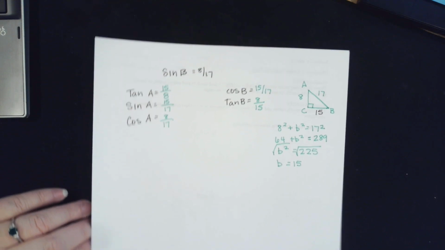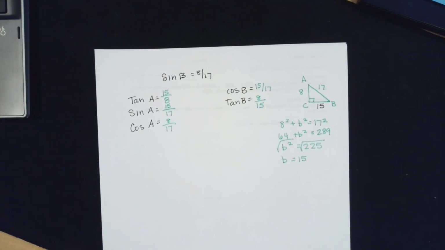So once we find the sides of our triangle, it's actually extremely easy to go ahead and find all of our ratios. That's really all I'm asking you to do in this lesson: find the third side and then identify the ratios. I want you to be extremely comfortable with SOHCAHTOA, with understanding sine is opposite over hypotenuse, cosine is adjacent over hypotenuse, and tangent is opposite over adjacent.